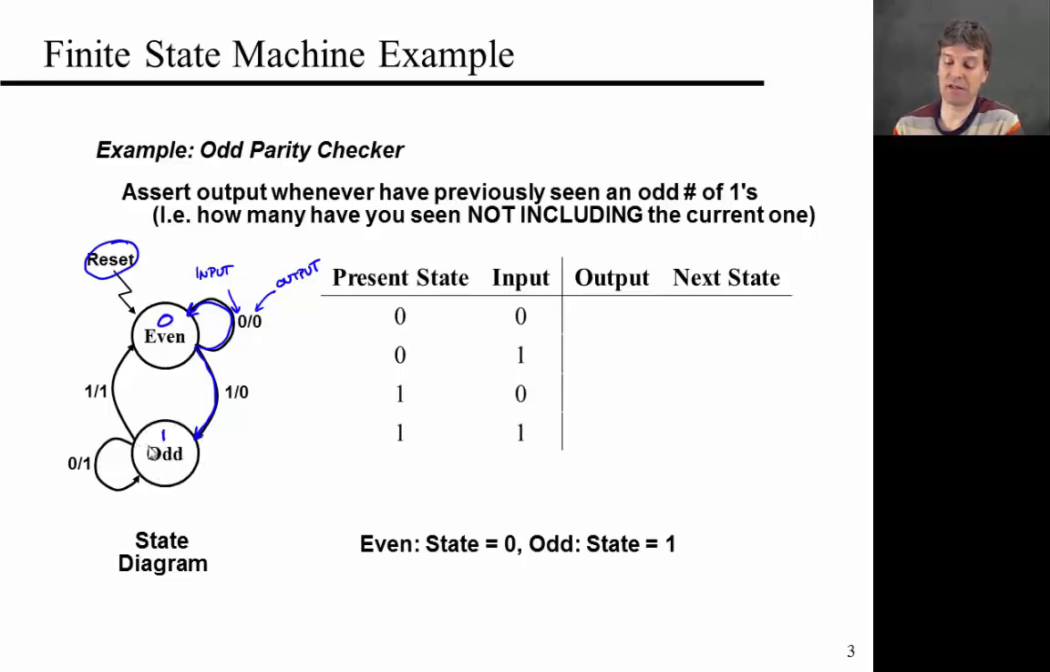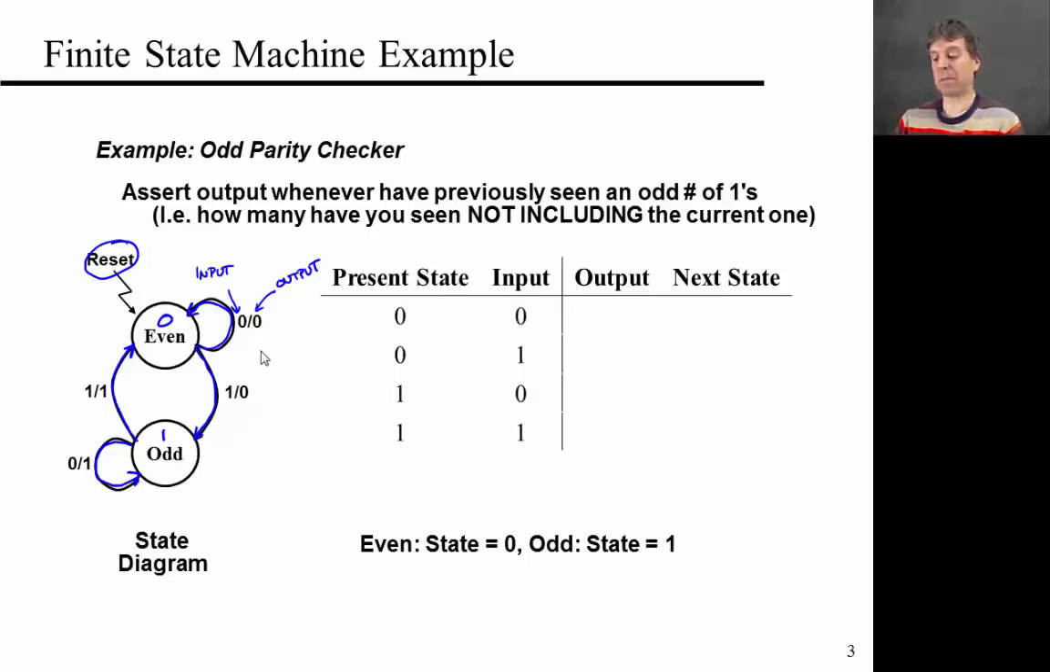If you're in the odd state and you're seeing a 0, well then you're staying in the odd state, and since you've previously seen an odd number of ones, you're outputting 1. When you're in the odd state and you're seeing a 1, then you're moving to the even state and you're outputting a 1 because you've previously seen an odd number of ones. Okay, so I think this is a very intuitive description of how this particular system works.